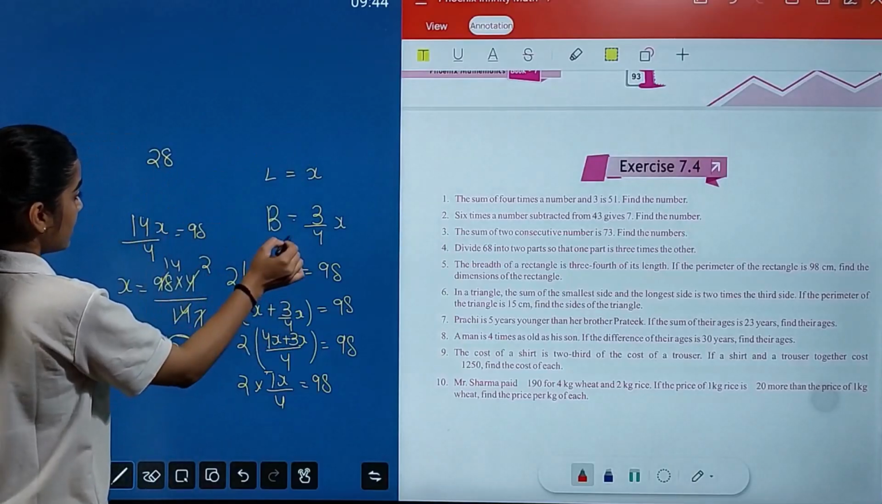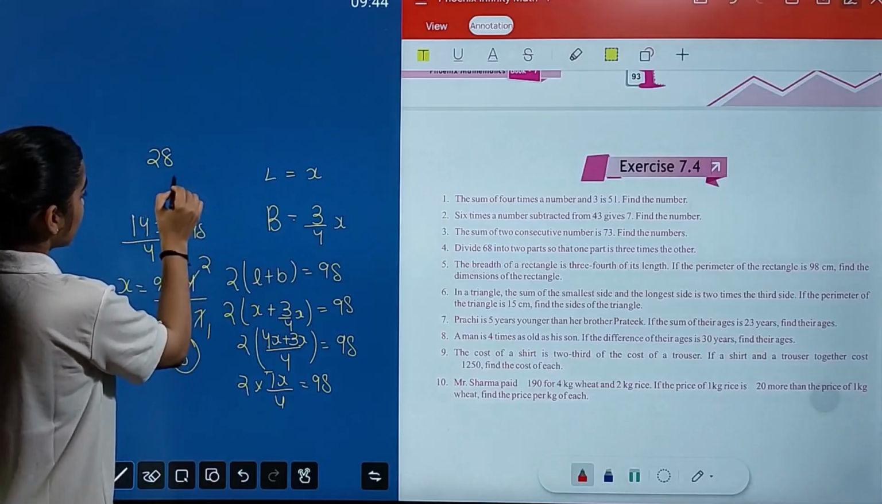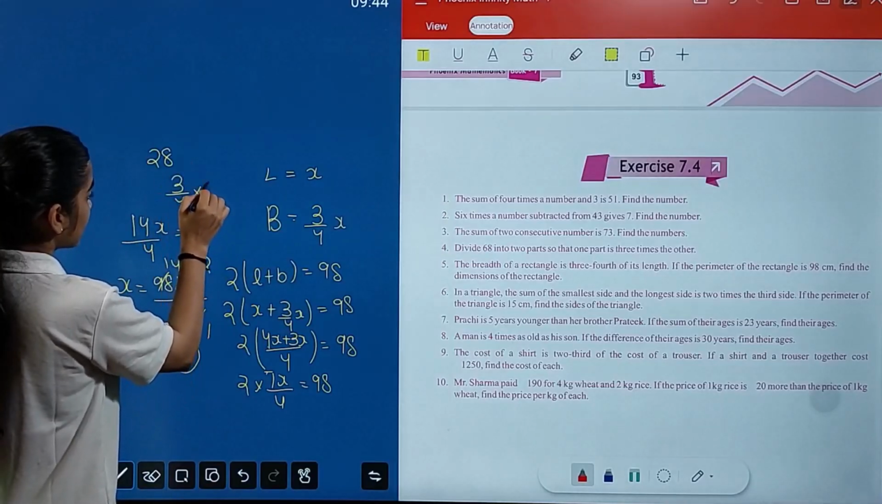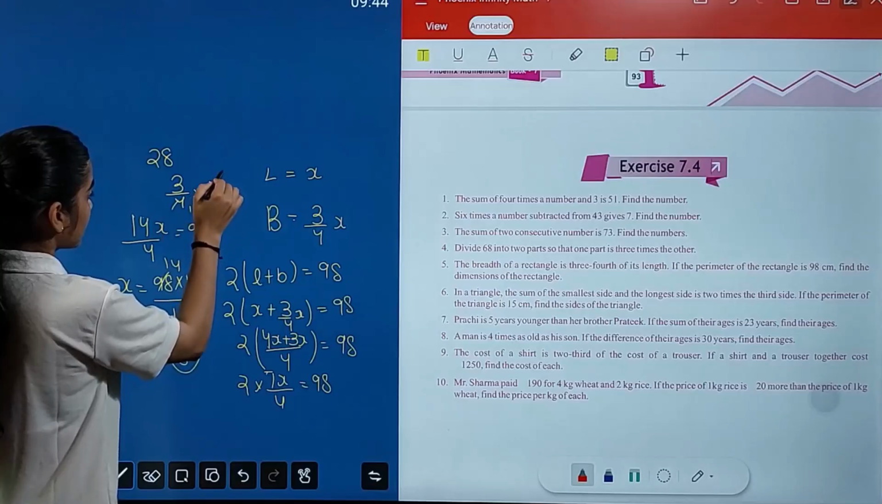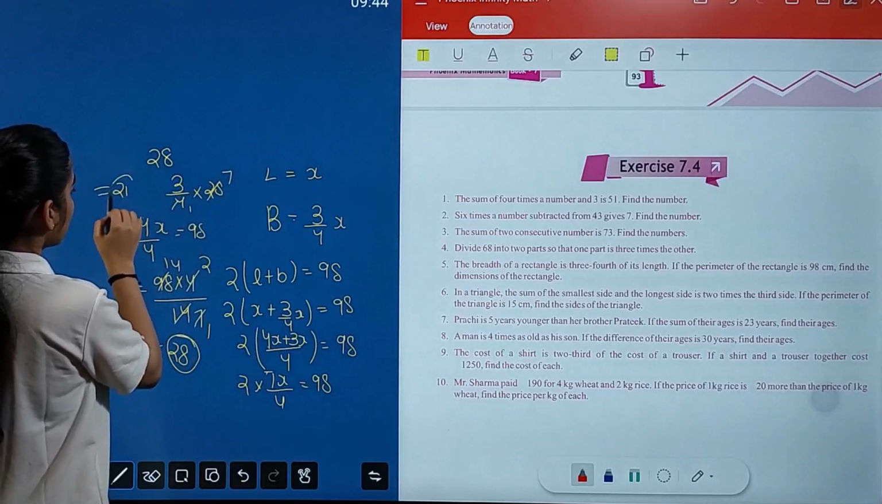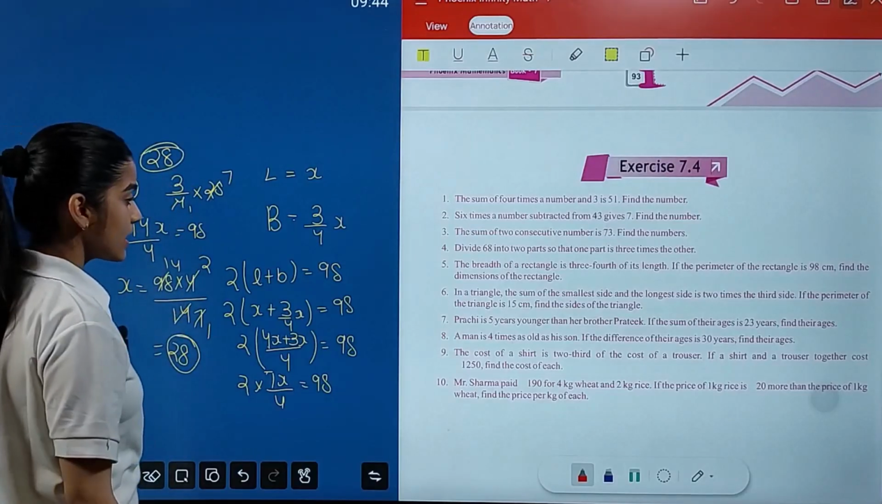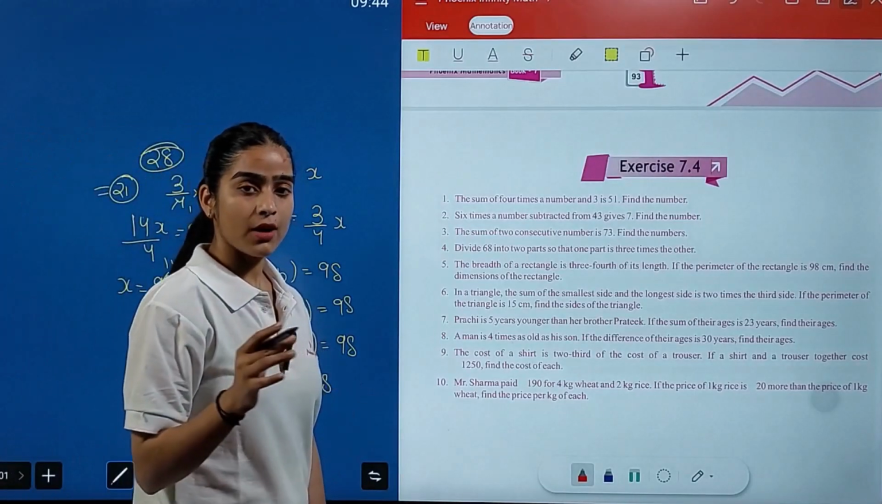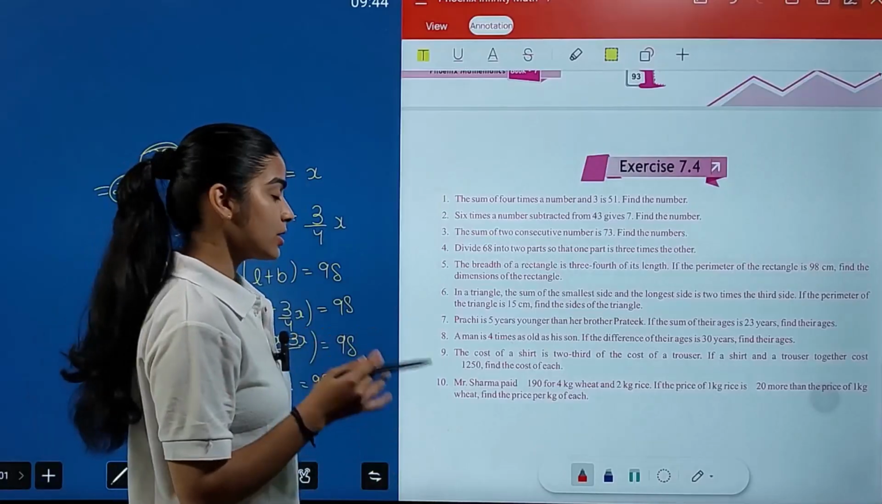And 3/4 of 28: 7 times 3 is 21. 21 is the breadth. So in the same way you have to find out, first you have to form the equation, then you have to solve it.